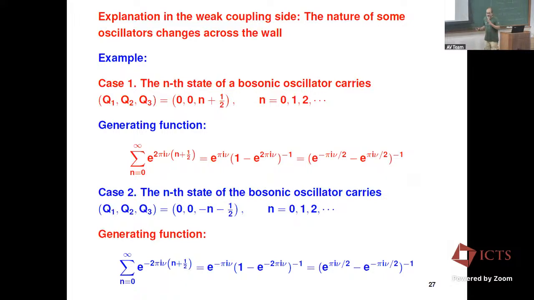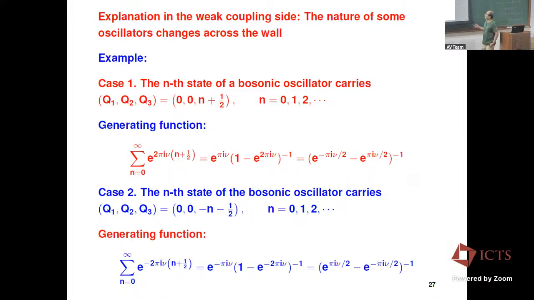So I'll give an explanation of this in both regions. Once in the weak coupling region where we actually did the counting, and the other in the black hole region, where we think of this as a system involving black holes. It turns out that this has an understanding in both these regions. So let's start with the weak coupling region where we actually did the counting.